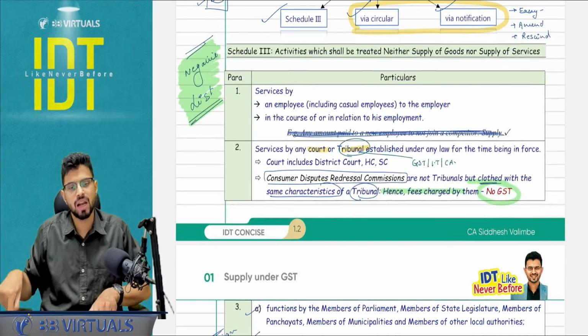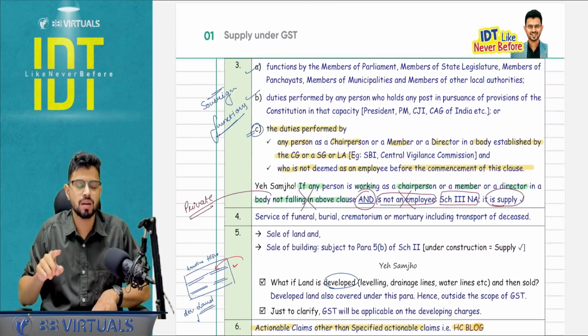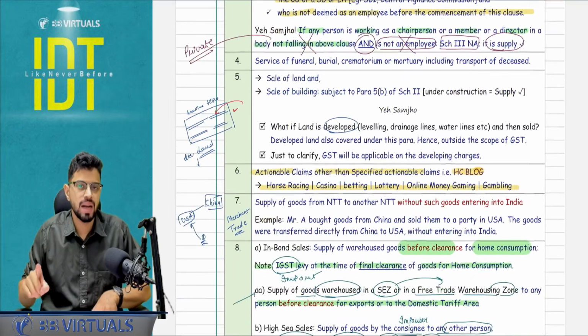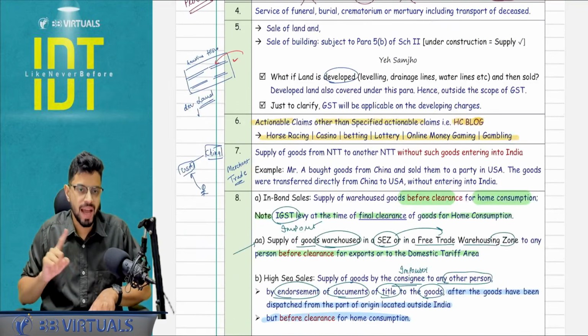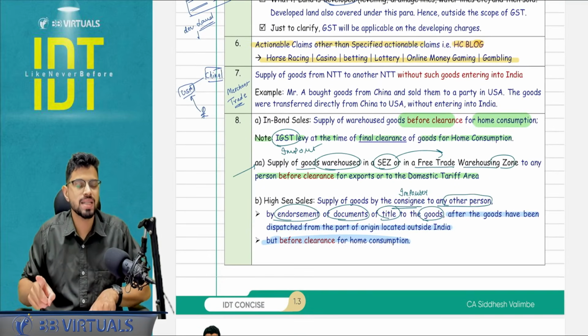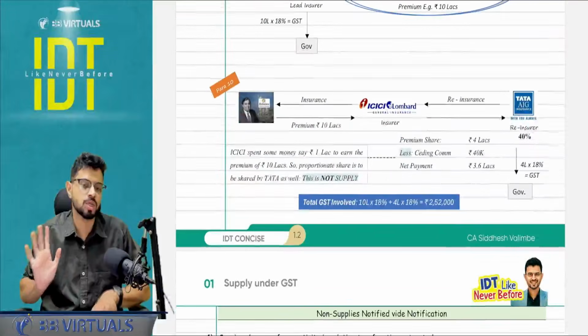Schedule 3, 10 paragraphs. Employee, employer, court, constitutional authorities, members of the government, death related, land, building, actionable claims apart from specified actionable claims, merchant trade, inbound sales. These are covered along with para 9 and 10, that is co-insurance and reinsurance, we covered.